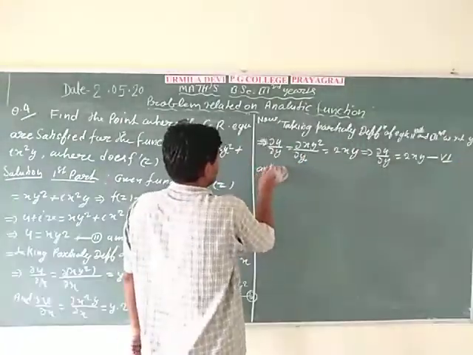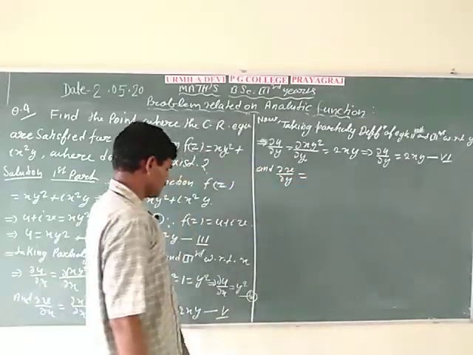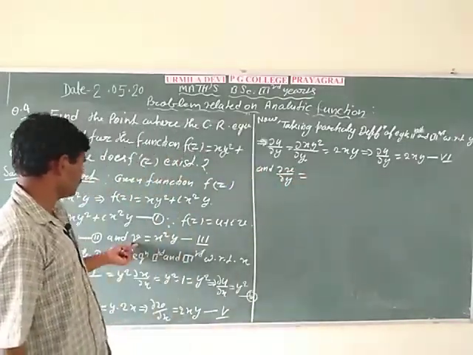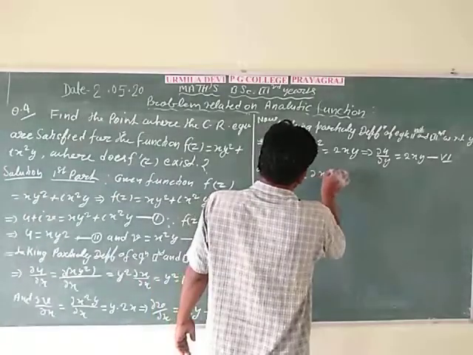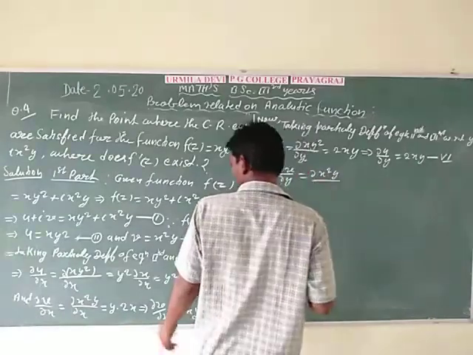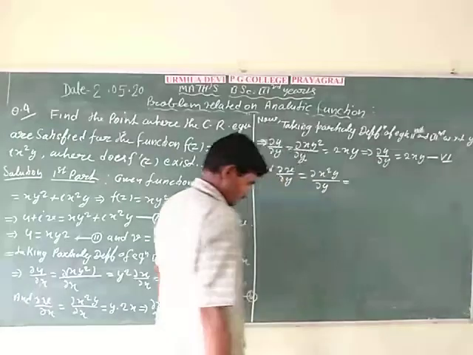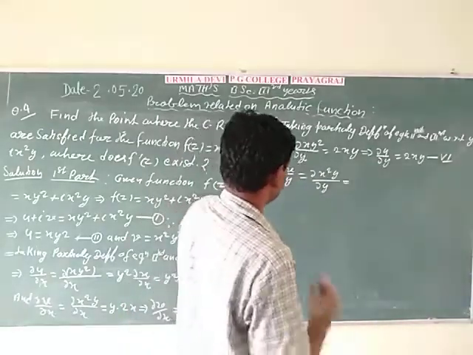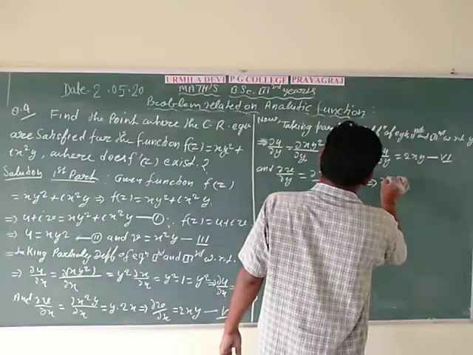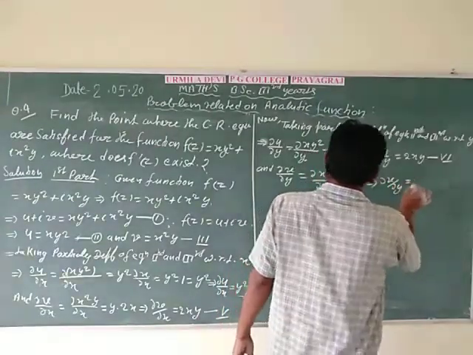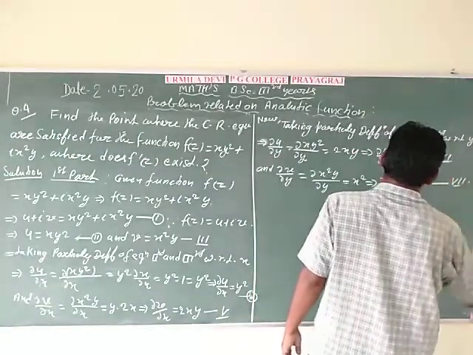And ∂v/∂y from equation 3: putting the value v = x²y. So x²y with respect to y after differentiation gives x², since x² is constant. It implies that ∂v/∂y = x², which is represented by equation 7.